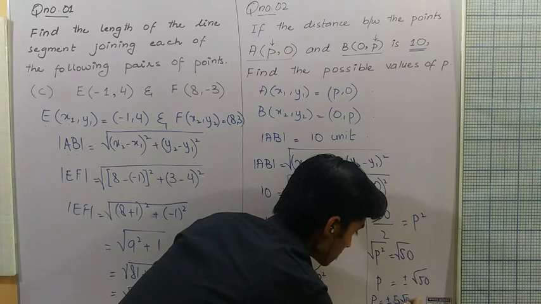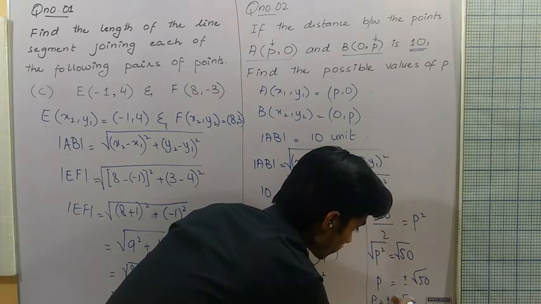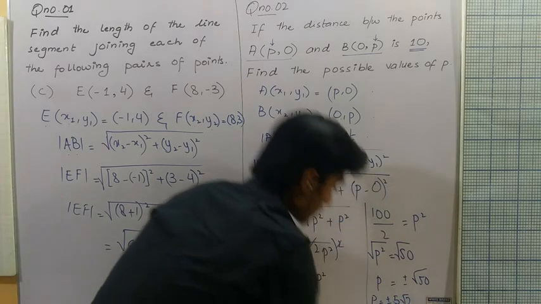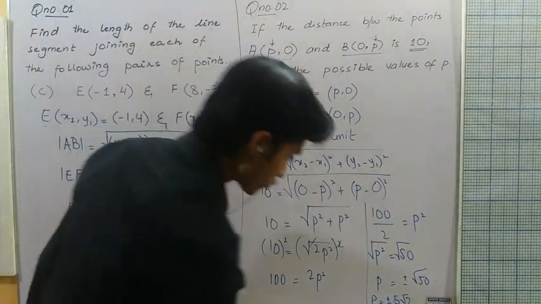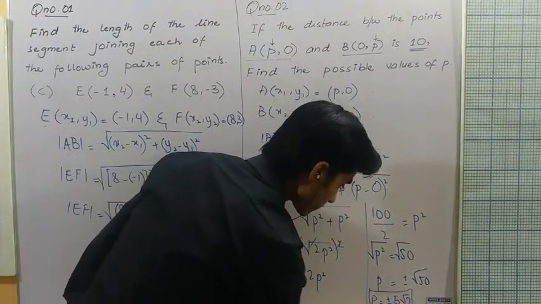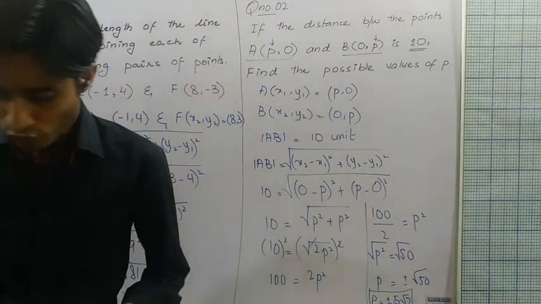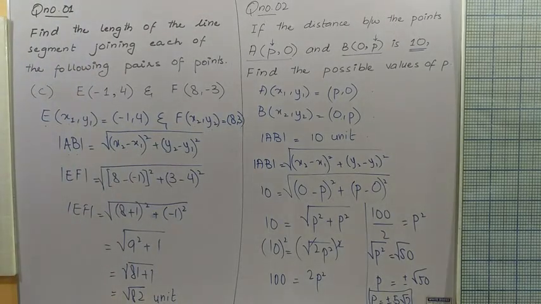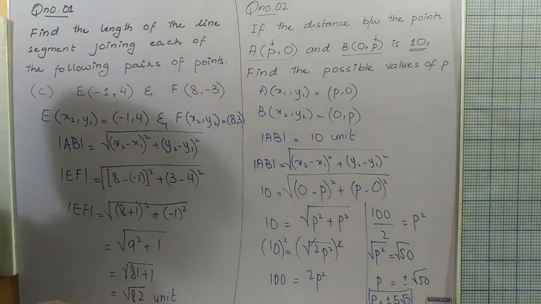I hope you can see. So these are the possible values of P. P equals plus or minus 5 square root 2. So I have got two values of P, plus 5 square root of 2 and minus 5 square root of 2. I hope that now you will be able to solve a question in which I give you 2 points and ask you the distance between the points.